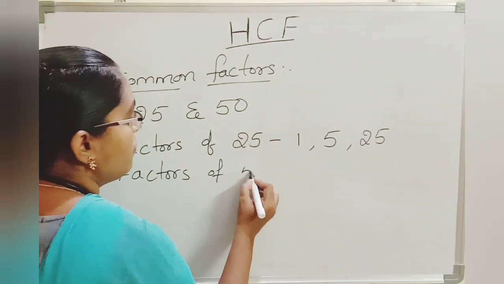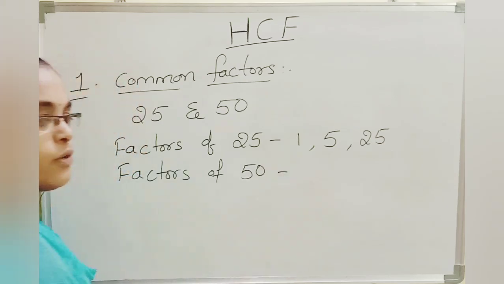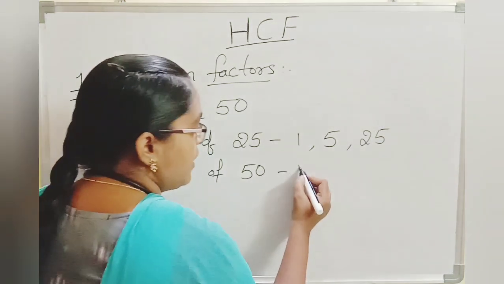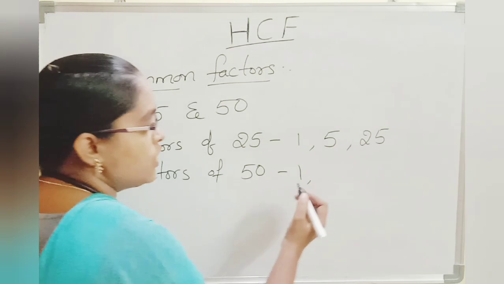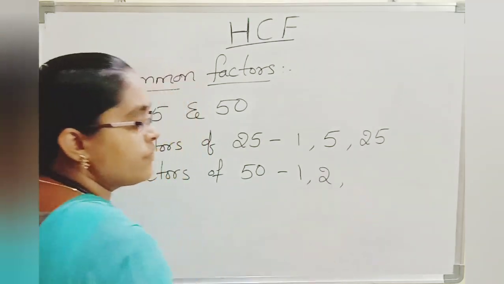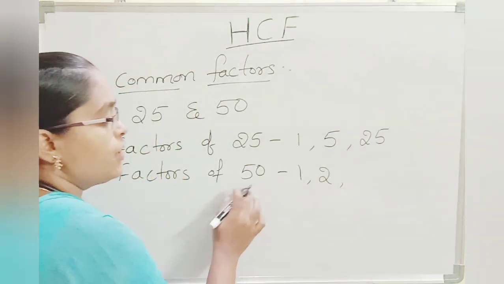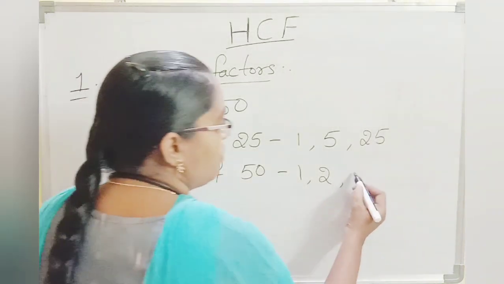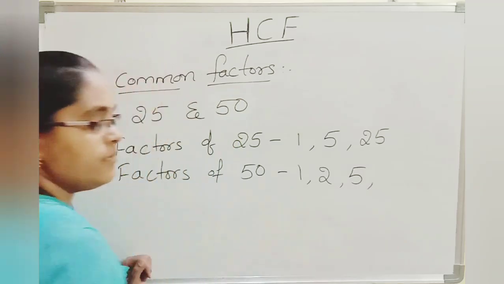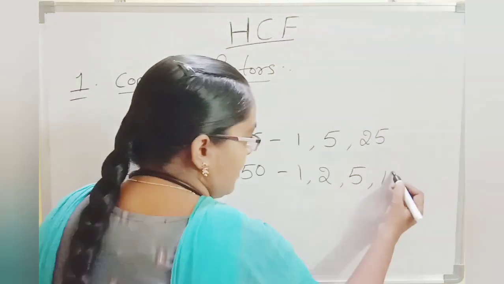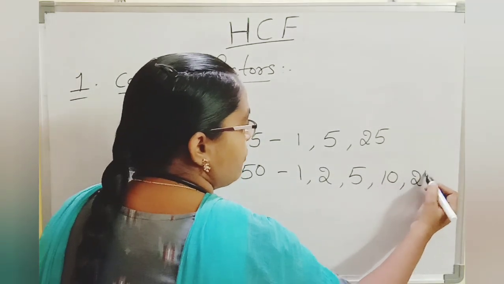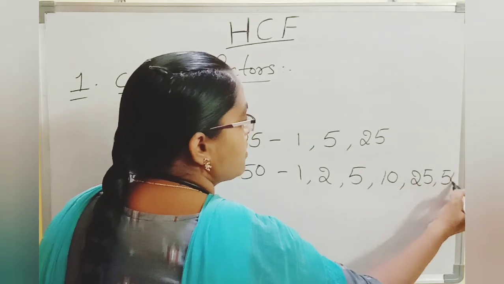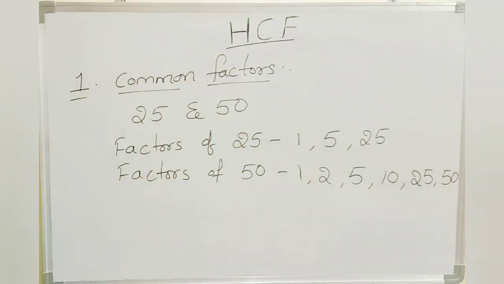What are the factors of 50? 50 comes in the 1 table, and 50 comes in the 2 table, 2 twenty-fives are 50. And in the 3 table it won't come, in the 4 table it won't come. Check it. In the 5 table, 5 tens are 50. And then in the 10 table, 10 fives, 25 twos and 50 ones. These are the factors of 50.